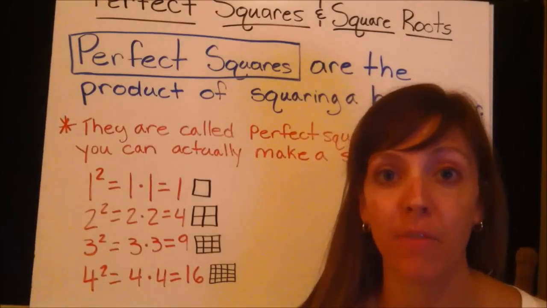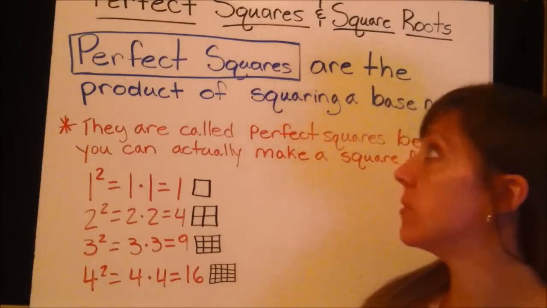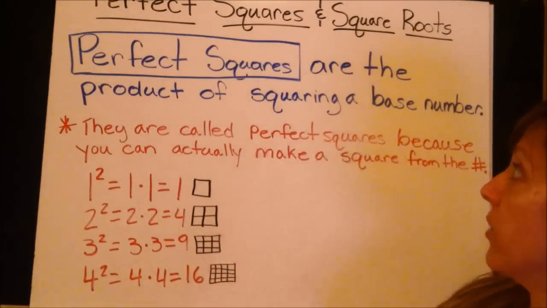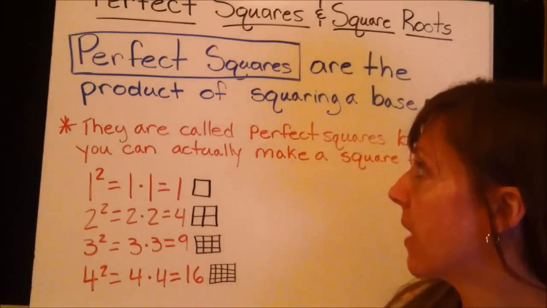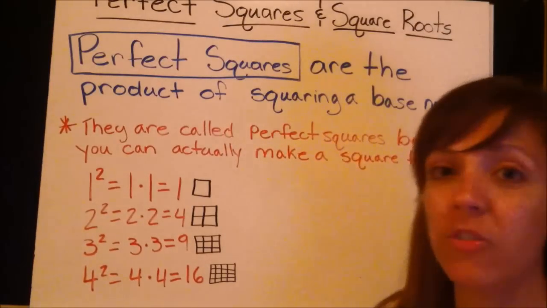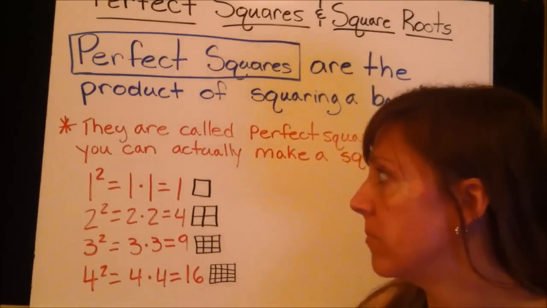Today we're learning about perfect squares and square roots. Perfect squares are the product of squaring a base number. They are called perfect squares because you can actually make a square out of them.